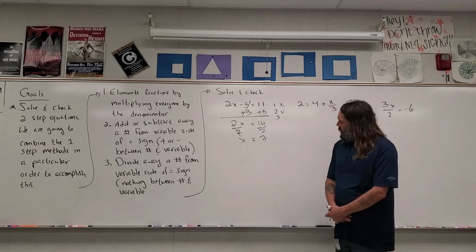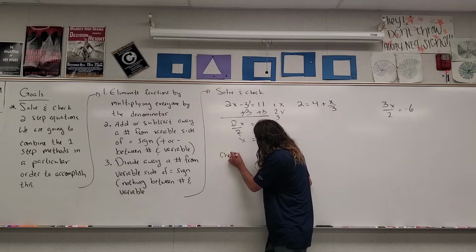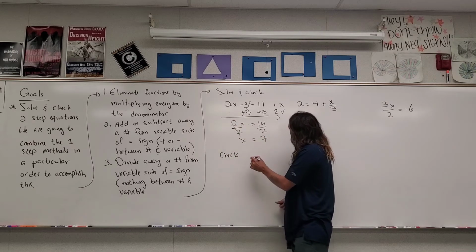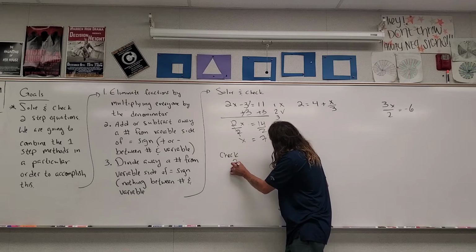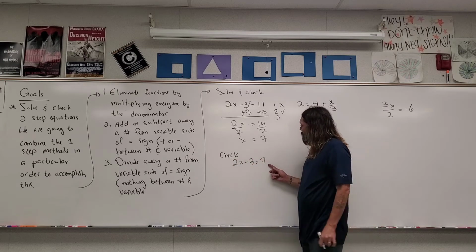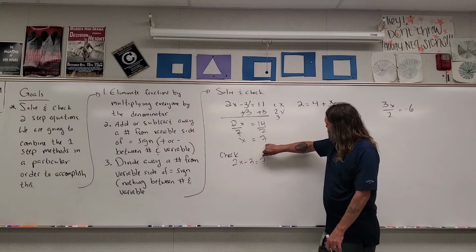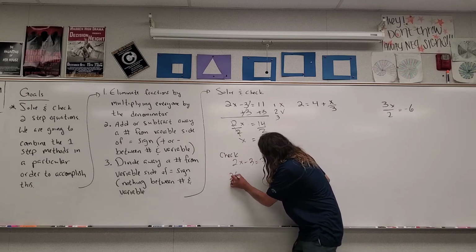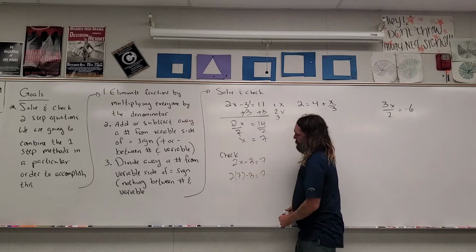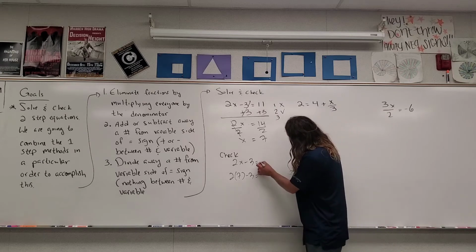Now I need to check this. And remember, when we check, we always go back to the original problem and replace the x with our value and work it out. So my original problem was 2x minus 3 equals 11. You must use the original. Now what I'm going to do is I'm going to replace my x with a 7. And whenever you replace, you have to put a parenthesis. Oh, it's not 7, it's 11. I didn't write the original equation right.